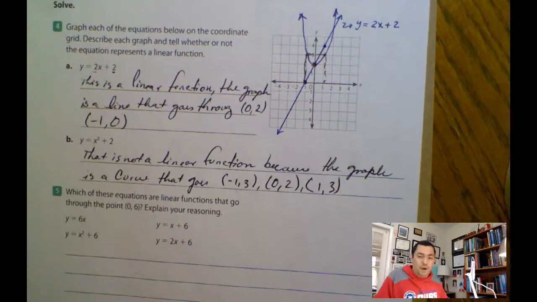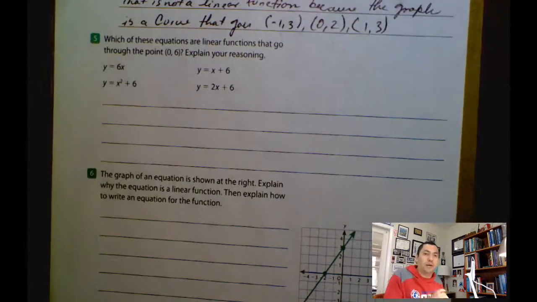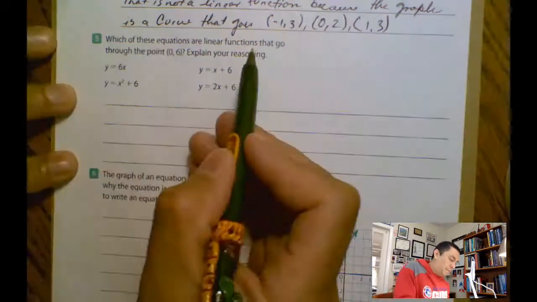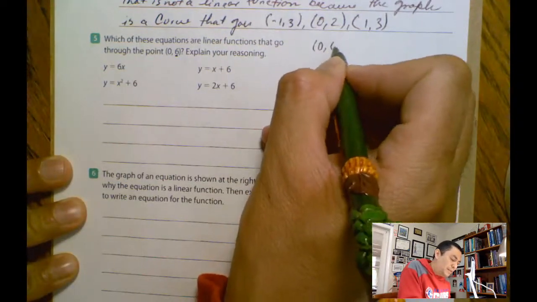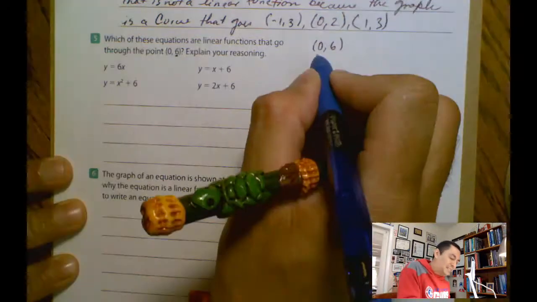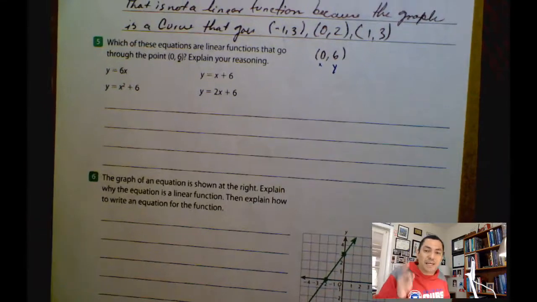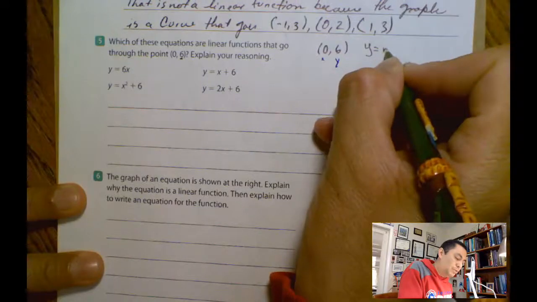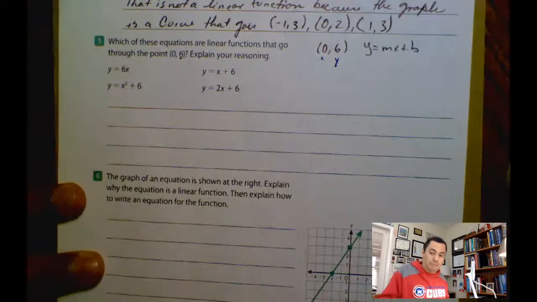And then let's do number 5. It says, which of these equations are linear functions that go through the point 0 and 6? Okay, 0 and 6. What does that mean? See these values here? 0, 6. That means that x is 0 and y is 6. That means the initial value is 6. And remember, if you have y equals mx plus b, b is your initial value.